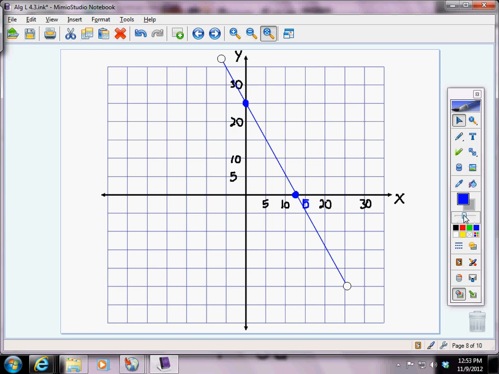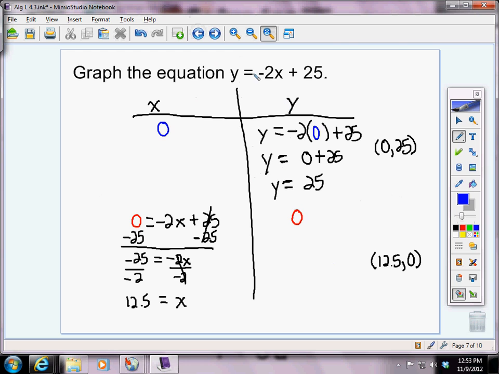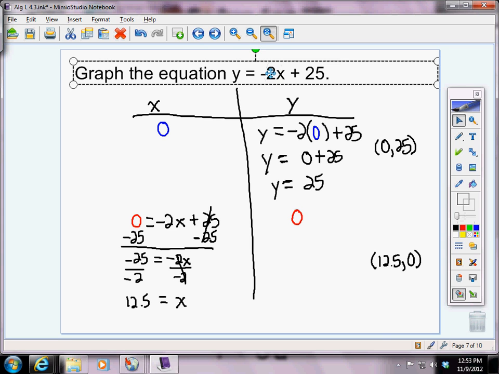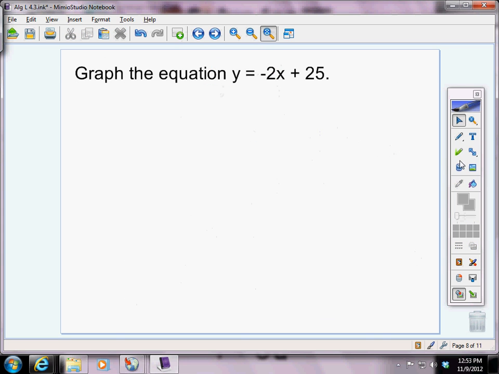It's not a bad idea to test a point then. So if I look at this point right here, this is the point (5, 15). We could put the (5, 15) in and see if it's a true solution, because every point on this line should be a solution. So let's test the point (5, 15).